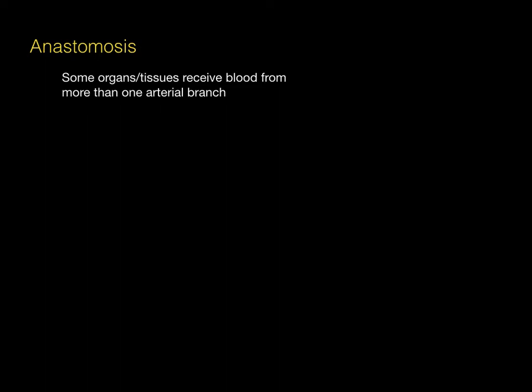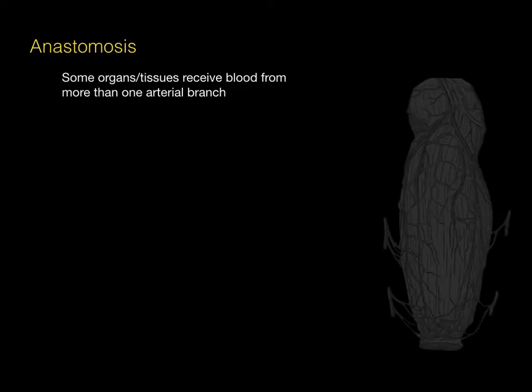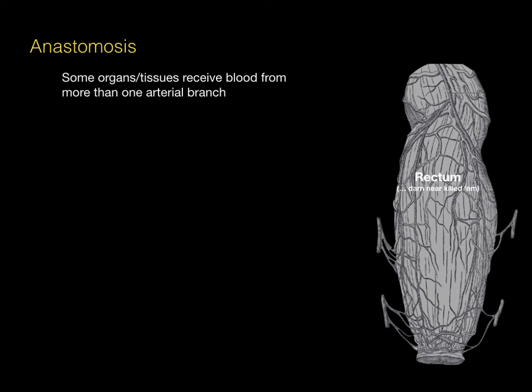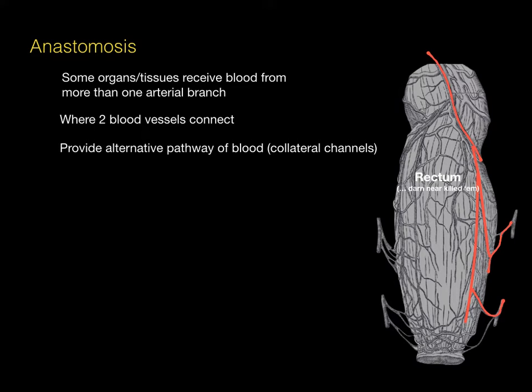Well, some organs and tissues receive blood from more than one arterial branch or more than one artery. And so here we have the rectum, okay? And in the rectum, there are three different vessels that supply it. We have a superior rectal artery and a middle rectal artery and an inferior rectal artery. And what happens then is where two blood vessels connect, we call an anastomosis. So you see these vessels connecting together, and where they connect is called an anastomosis. And they provide an alternative pathway of blood, or collateral channels.